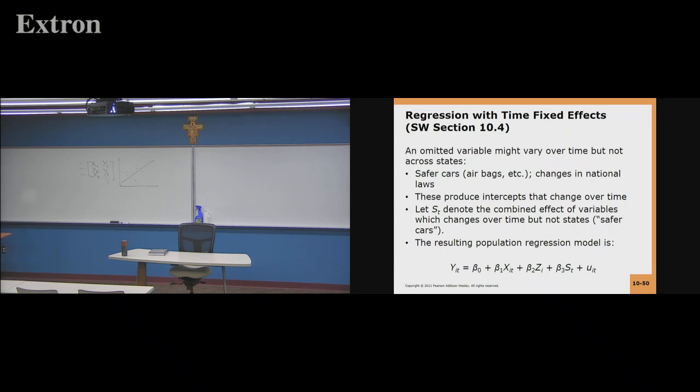They become much safer over time. Generally, it's going to be the same across states. Generally they're going to have access to the same new cars, but over time they're differing. So if you're using panel data, it's often important to use time fixed effects to account for things that are changing over time.